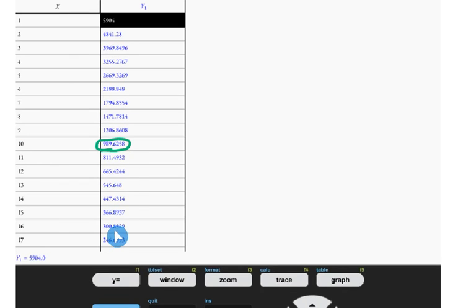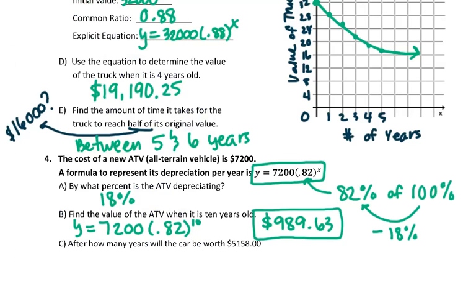It's nowhere down here. This is 500, so be careful. $5,158? Well, it started at $5,904, and then it dropped immediately to $4,000 something. So that means we're actually looking right at the beginning, so between 1 and 2 years.